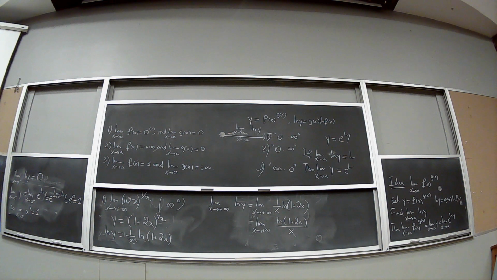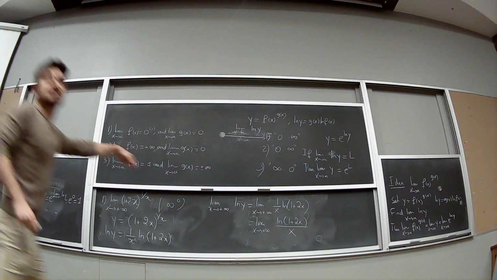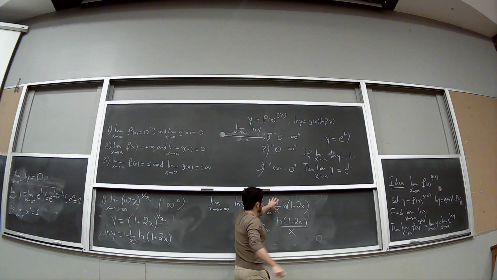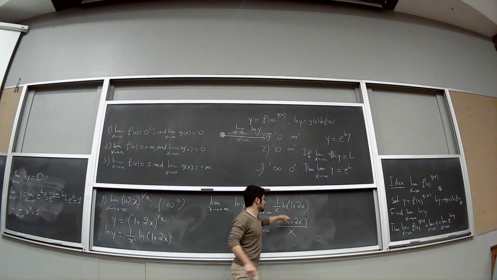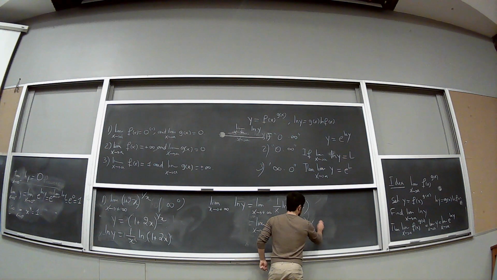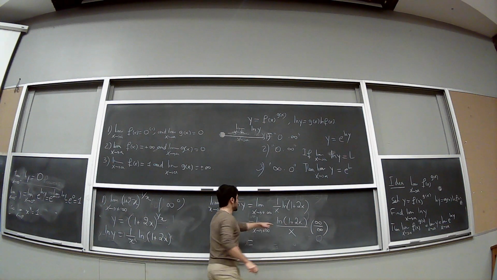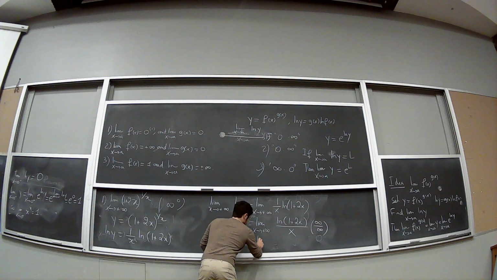What happens? Infinity over infinity. Right, I just put the x down. Otherwise you're right, it's 0 times infinity. I just put the x down. You get infinity over infinity. Great. What can I apply? I apply L'Hopital's rule.